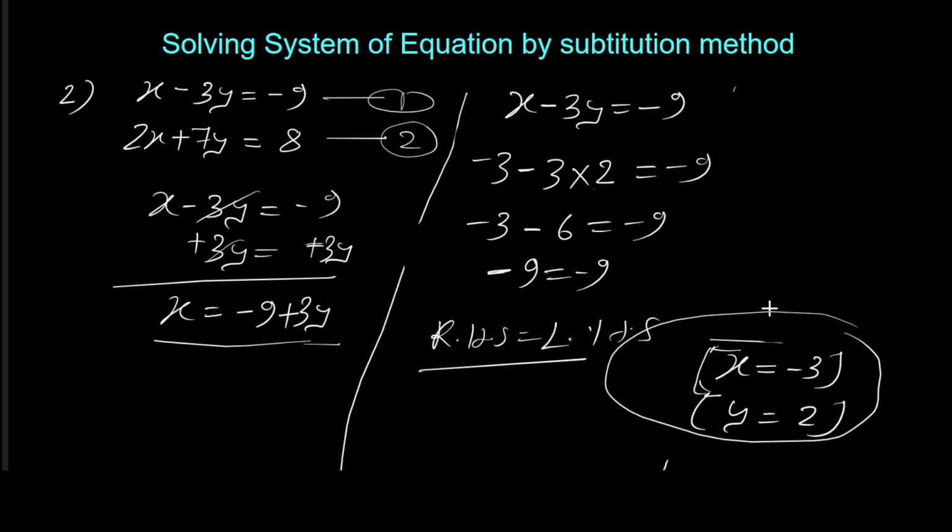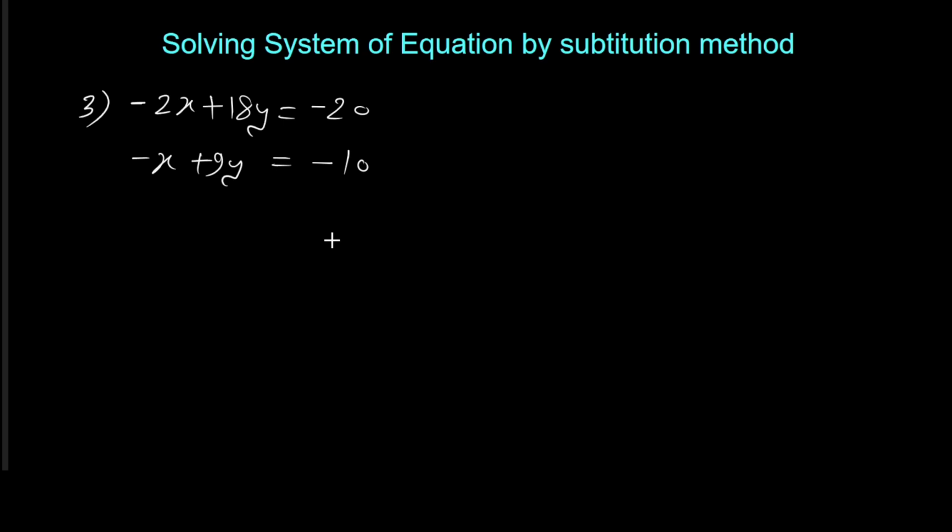So let's move to the other problem, which is our last problem. It is a tricky or a hard question, we can say. We have to find an equation in which the variable has a coefficient of 1 or negative 1. So here the coefficient of x is negative 1, so let's take this equation.